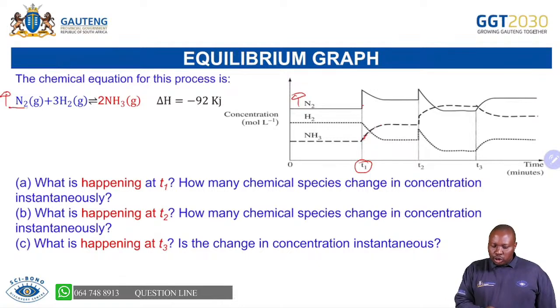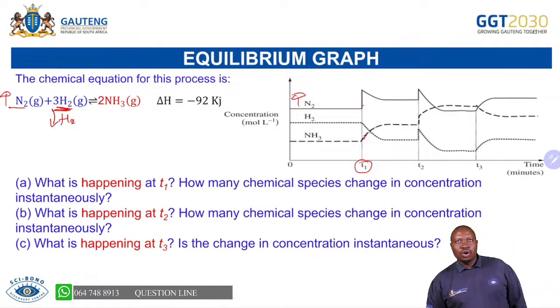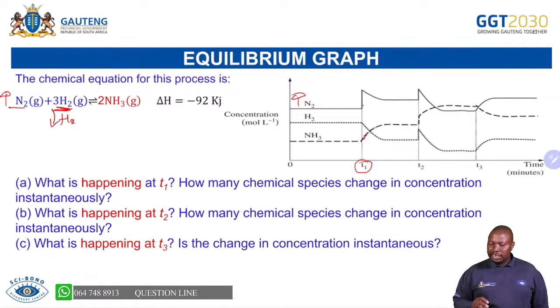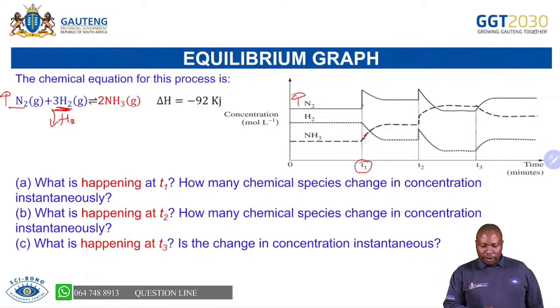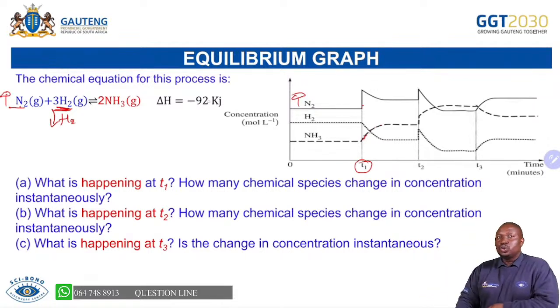But as we increase N2, most of this H2 will be used so that we reach equilibrium. It means as N2 goes up, H2 must decrease. Hence on the graph, we can see H2 is decreasing, because a lot of it is now reacting with the N2. Please let us have that understanding: when you increase the concentration of a reactant, the forward direction will be favored. But let's look at T2.